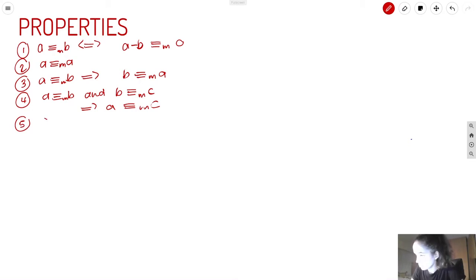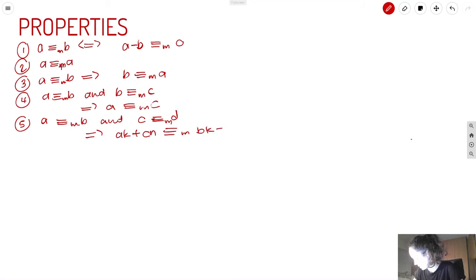For the fifth property, if a is congruent to b mod m and c is congruent to d mod m, then this will imply that ak plus cn is going to be congruent to bk plus dn. This is actually plus minus, so you can add or minus on both sides, where k and n are integers.